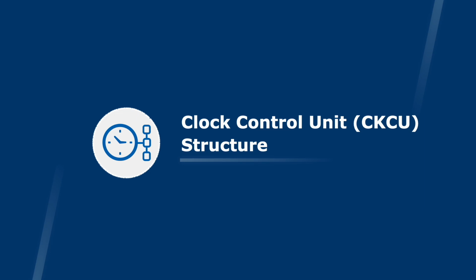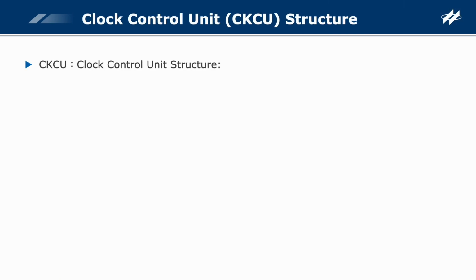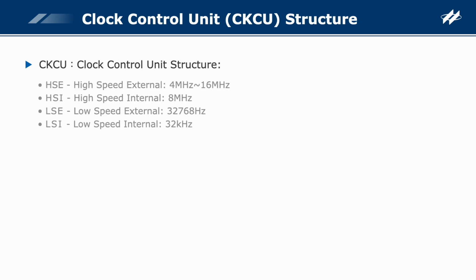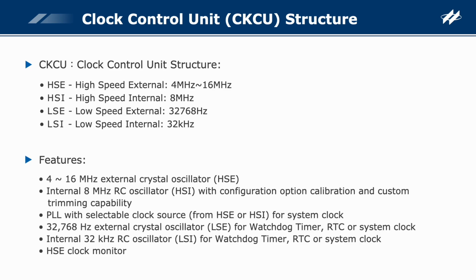Part 2, Clock Control Unit, CKCU Structure. The Clock Control Unit CKCU provides multiple frequency and clock functions. They include high-speed external crystal oscillator HSE, high-speed internal RC oscillator HSI, low-speed external crystal oscillator LSE, low-speed internal RC oscillator LSI, phase lock loop PLL, HSE clock monitor, clock prescaler, clock multiplexer and clock gating.